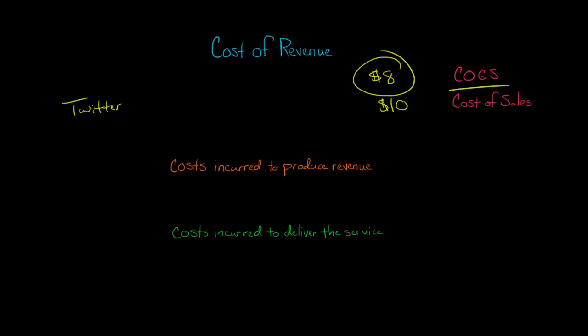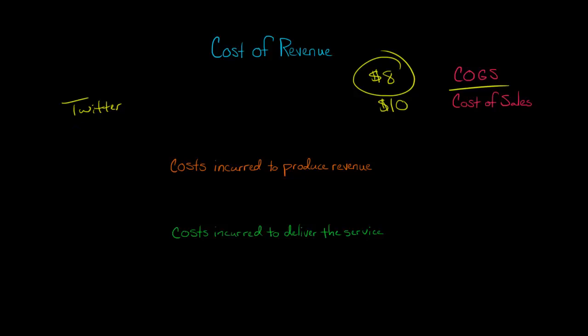Now, you might be wondering then, what is this cost of revenue? Well, it's very difficult to define. Some companies will define it as costs incurred to produce revenue, which is very general and vague, and we'll get to that in a minute. But some other companies say costs incurred to deliver the service. So Facebook, for example, says any costs incurred to deliver and distribute content or products. But again, for the most part, companies like Twitter and Facebook don't have physical products.